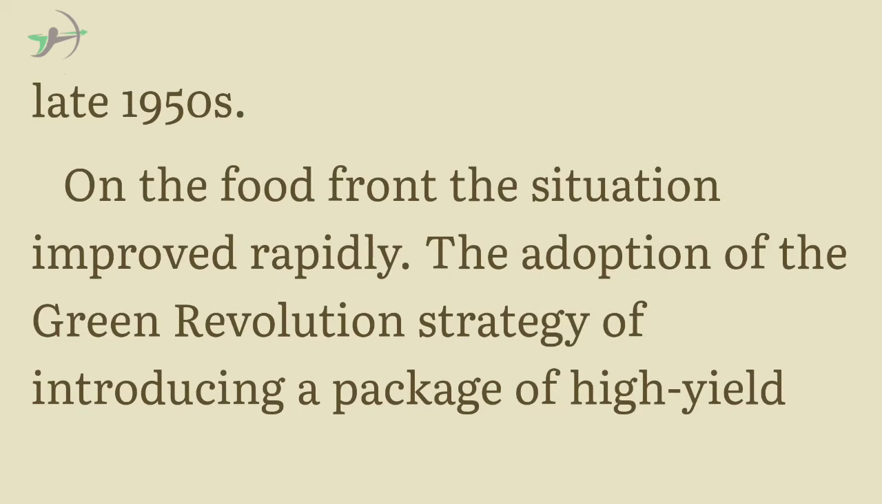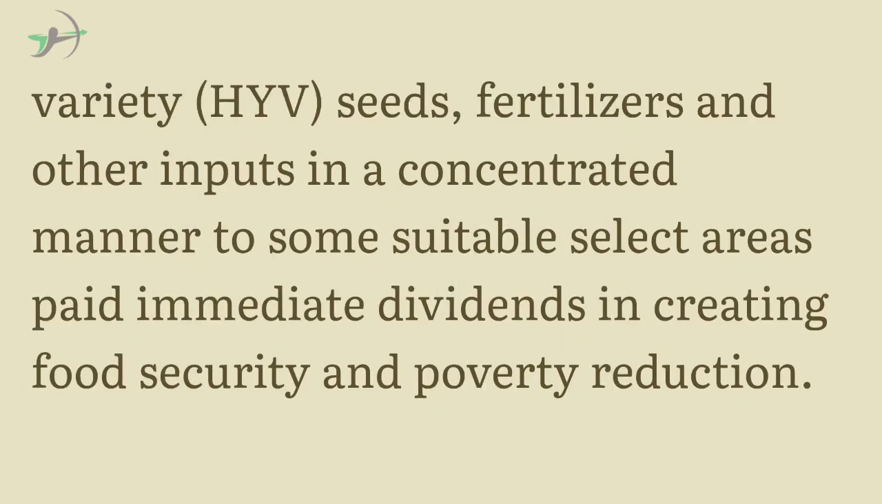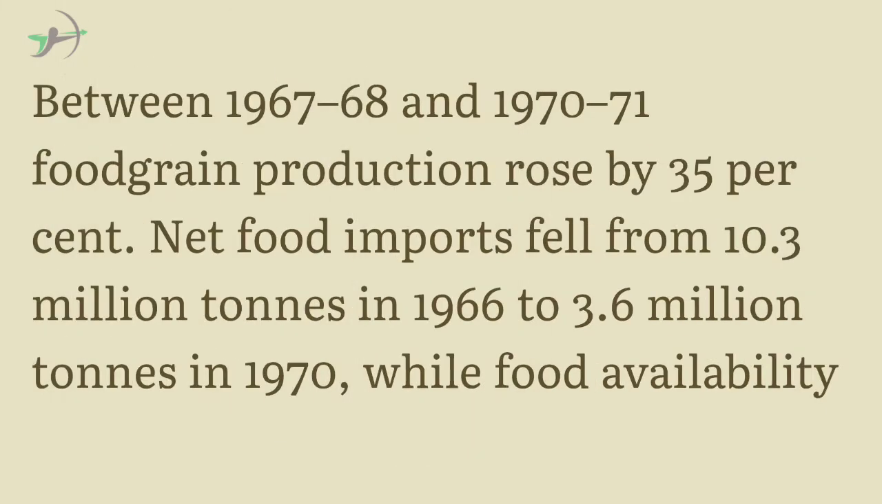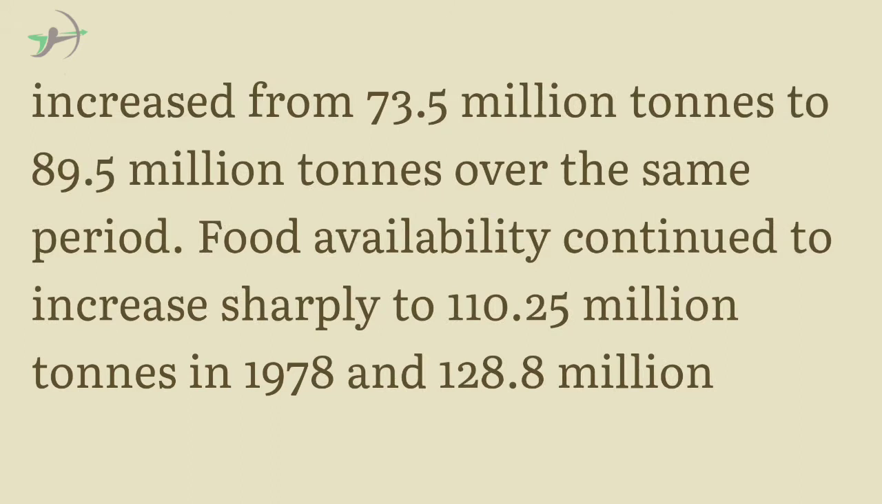On the food front, the situation improved rapidly. The adoption of the Green Revolution strategy of introducing a package of high-yield variety (HYV) wheat seeds, fertilizer and other inputs in a concentrated manner to some suitable select areas paid immediate dividends in creating food security and poverty reduction. Between 1967-68 and 1970-71, food grain production rose by 35%. Net food imports fell from 10.3 million tons in 1966 to 3.6 million tons in 1970, while food availability increased from 73.5 million tons to 89.5 million tons over the same period.